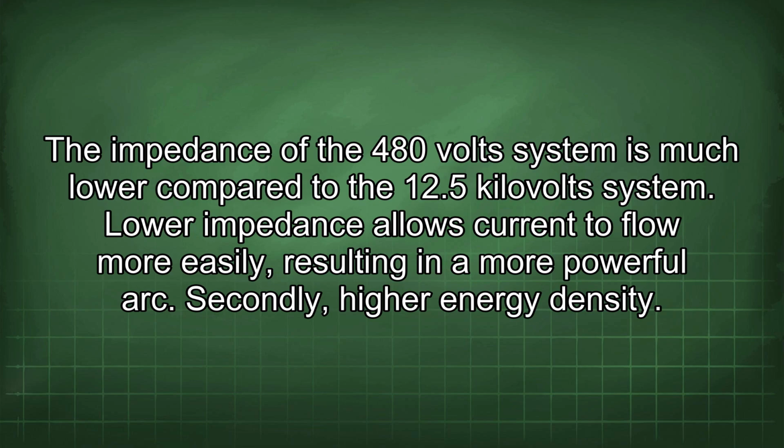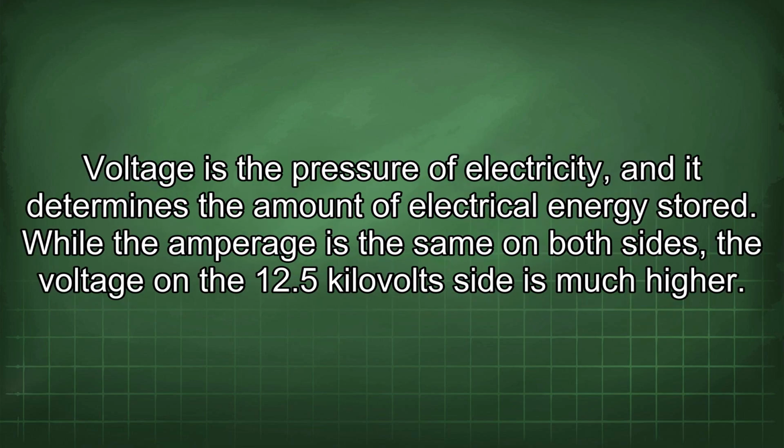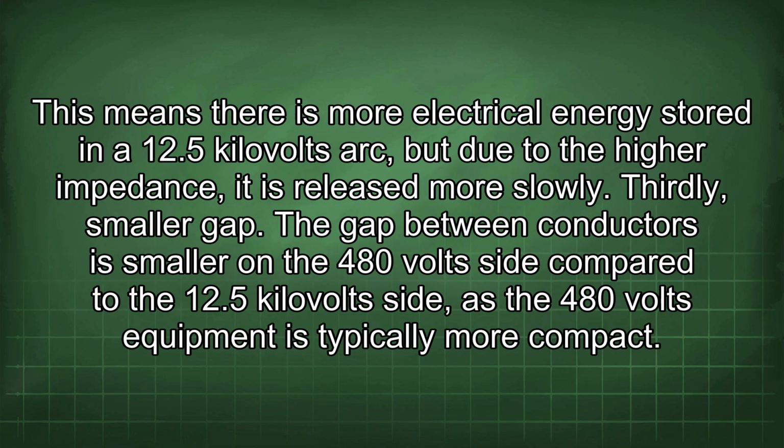Secondly, higher energy density. Voltage is the pressure of electricity, and it determines the amount of electrical energy stored. While the amperage is the same on both sides, the voltage on the 12.5 kV side is much higher. This means there is more electrical energy stored in a 12.5 kV arc, but due to the higher impedance, it is released more slowly.